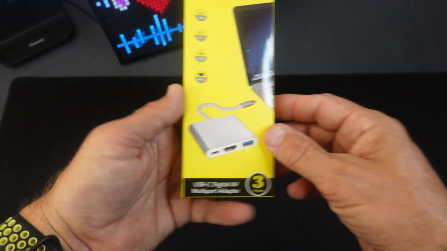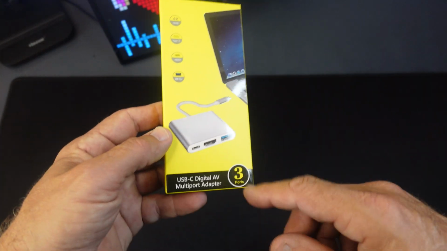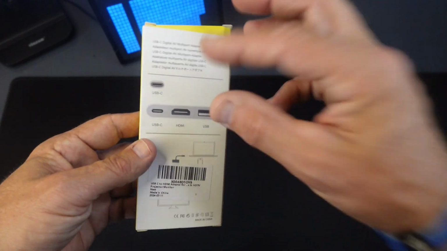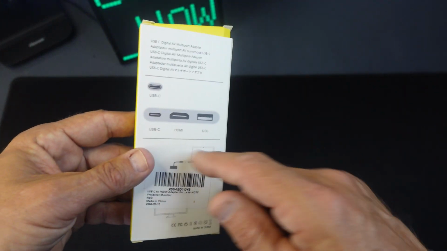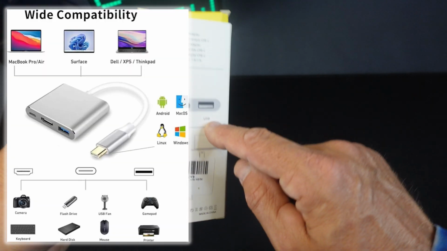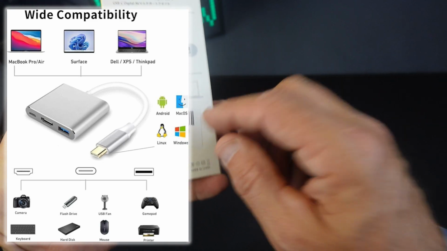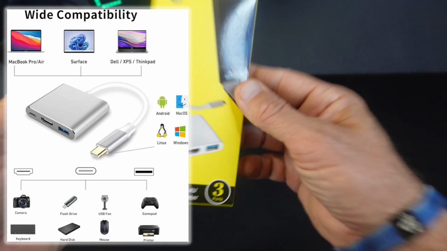In this video, I'm going to go over a USB-C digital AV multi-port adapter. This is a USB-C input that gives you a USB-C input, a USB, and an HDMI. Now, where would I use this the most? Actually, the most common place to use this is on a Mac.